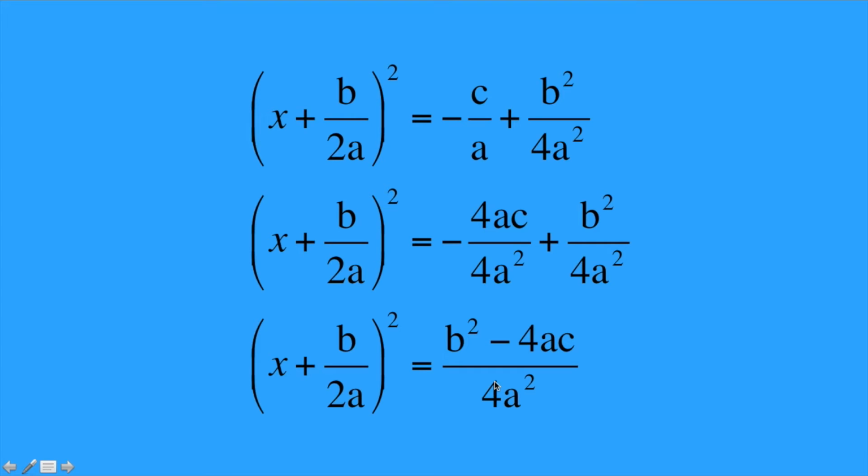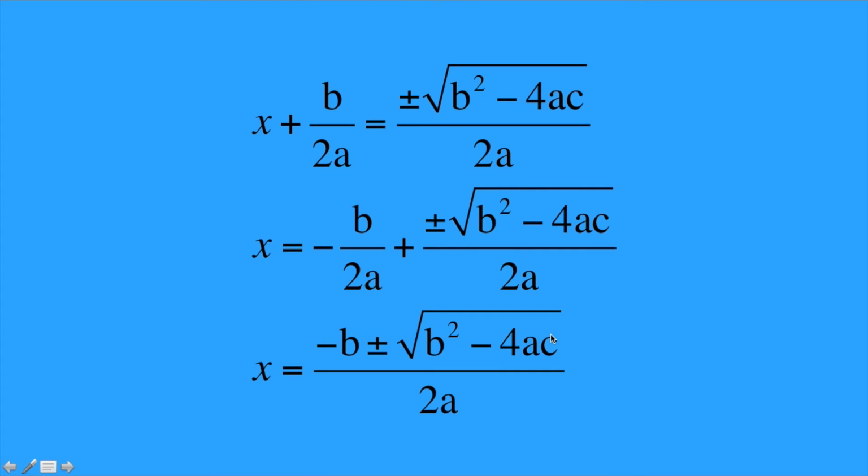And then your next step is just going to be taking the square root of both sides. So the square root is going to disappear over here, and this whole thing is going to be within a square root. And notice, since we're taking a square root, we have to say positive or negative square root of b squared minus 4ac over 2a. And 2a in the denominator, because the square root of 4a squared is 2a.